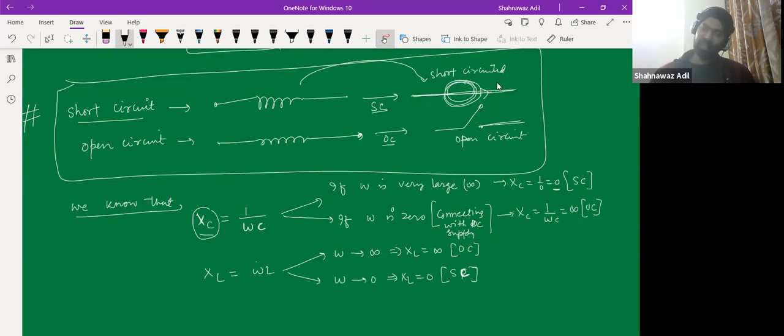The current will flow through the short circuit, and in open circuit, the connection has been broken, so it is providing infinite resistance. If something is providing infinite resistance, can the current pass through it? No, right?